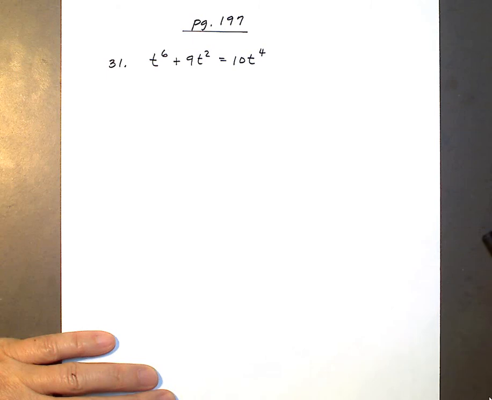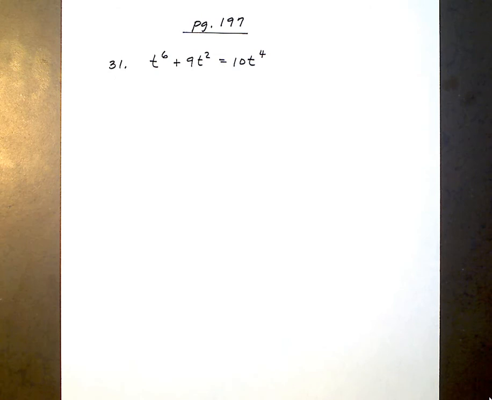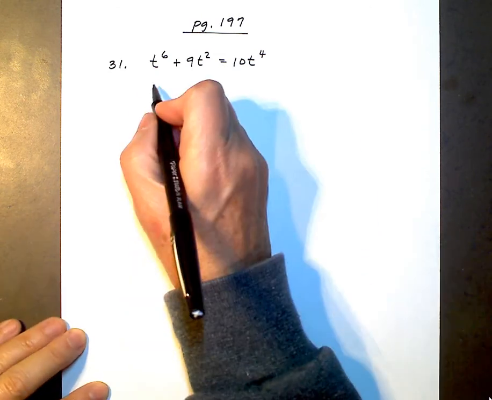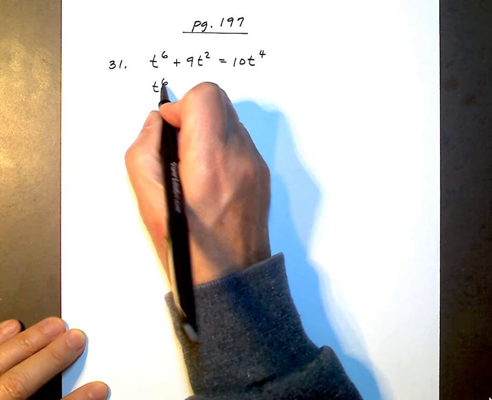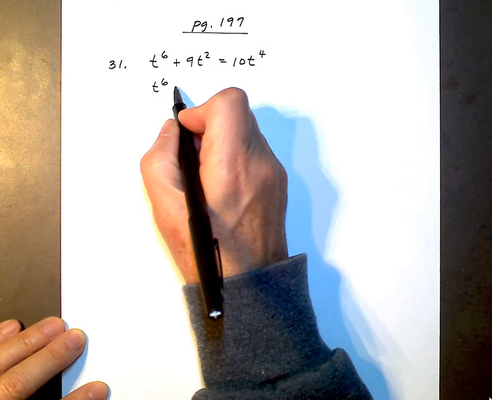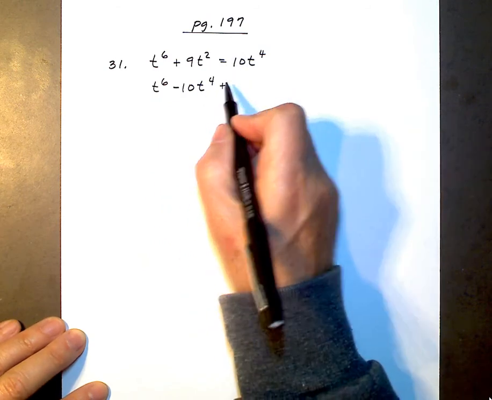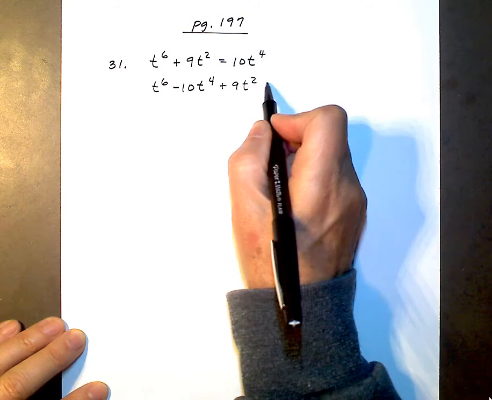Alright, this is page 197, number 31, where we have to solve this polynomial equation for t. And first thing I'll do is get it in a standard form with the highest power of t here, and I'm going to subtract the 10t to the fourth from both sides. Get that in the left, so that's the next highest power of t, and then I have my 9t squared.